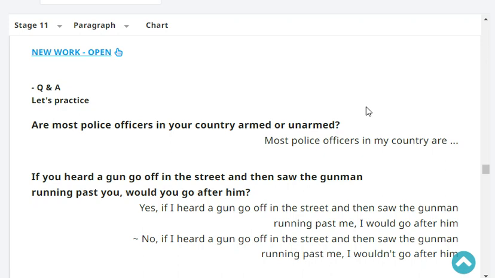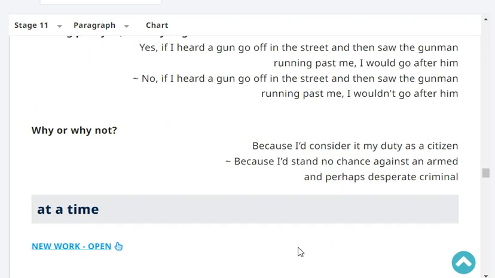If you heard a gun go off in the street and then saw the gunman running past you, would you go after him? Yes or no? No. If I heard a gun go off in the street and then saw a gunman running past me, I wouldn't go after him. Why not? Because I stand no chance against an armed and perhaps desperate criminal.